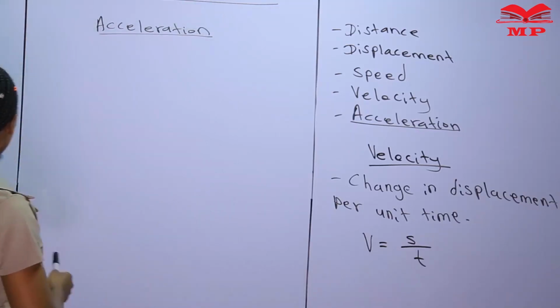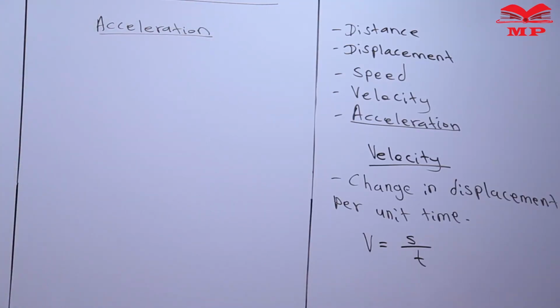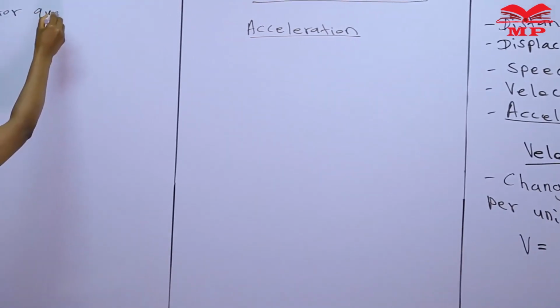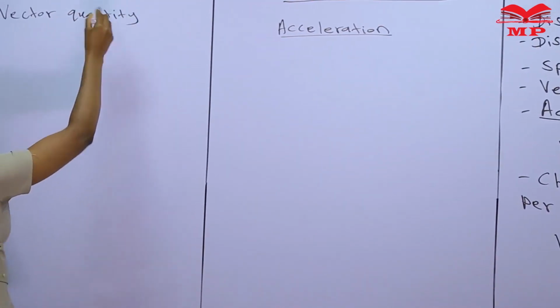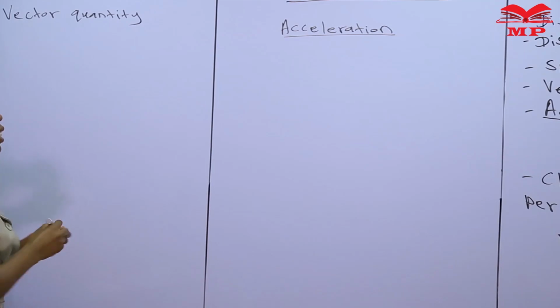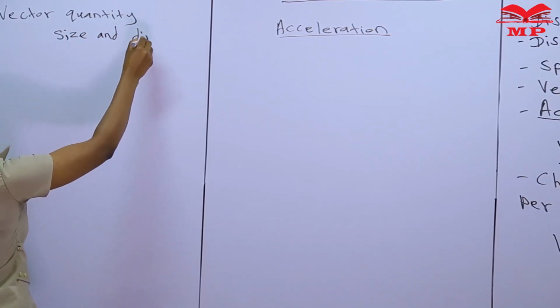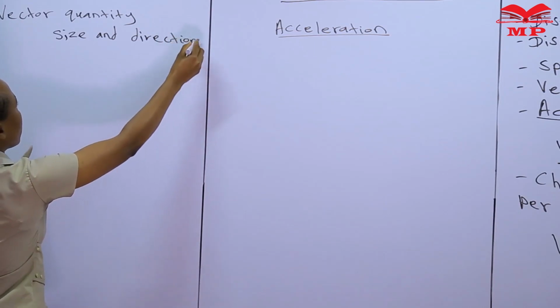Velocity is the change in displacement per unit time. And then we said velocity is a vector quantity. Whenever we are calculating velocity, we consider both the size and also the direction. So it is a vector quantity.